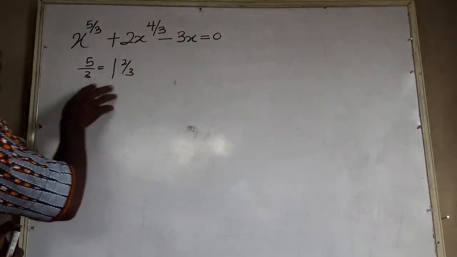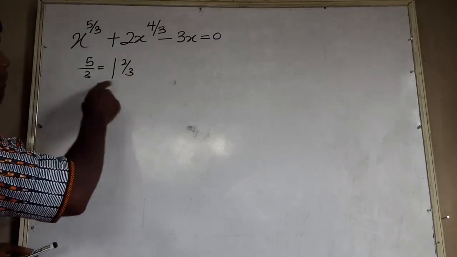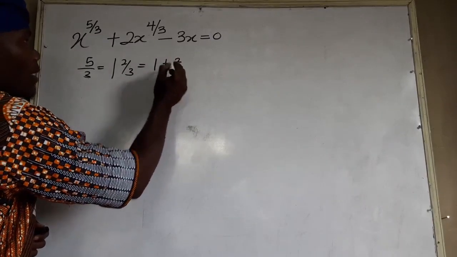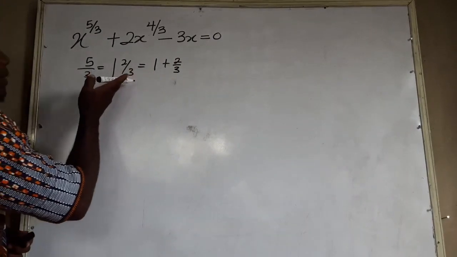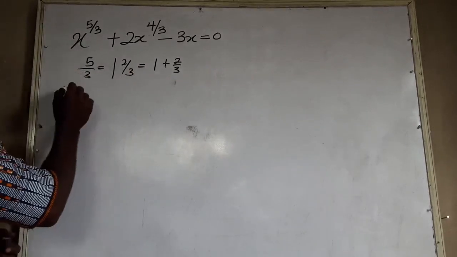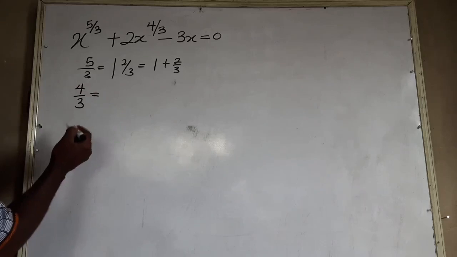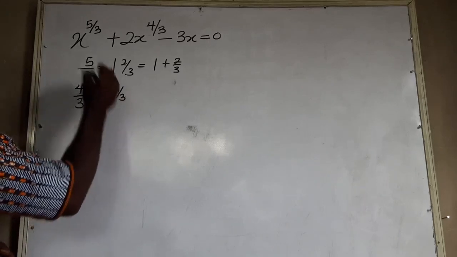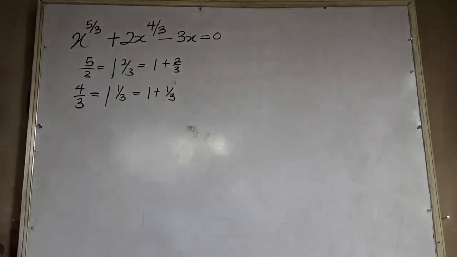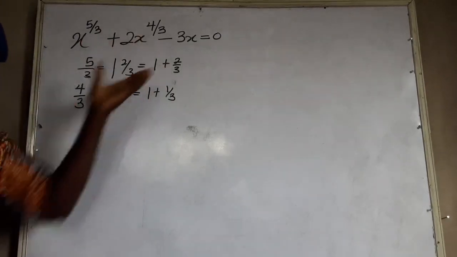Now, this is a mixed fraction. So, in place of the mixed fraction, let's turn it to 1 plus 2 over 3. By the time you add this, it will surely give us the improper fraction. So, we also have 4 over 3. You have to consider this again. And the 4 over 3 can be written as one whole number, 1 over 3, which is the same thing as 1 plus 1 over 3. So, we are bringing out this analysis so we can use it to solve this problem.